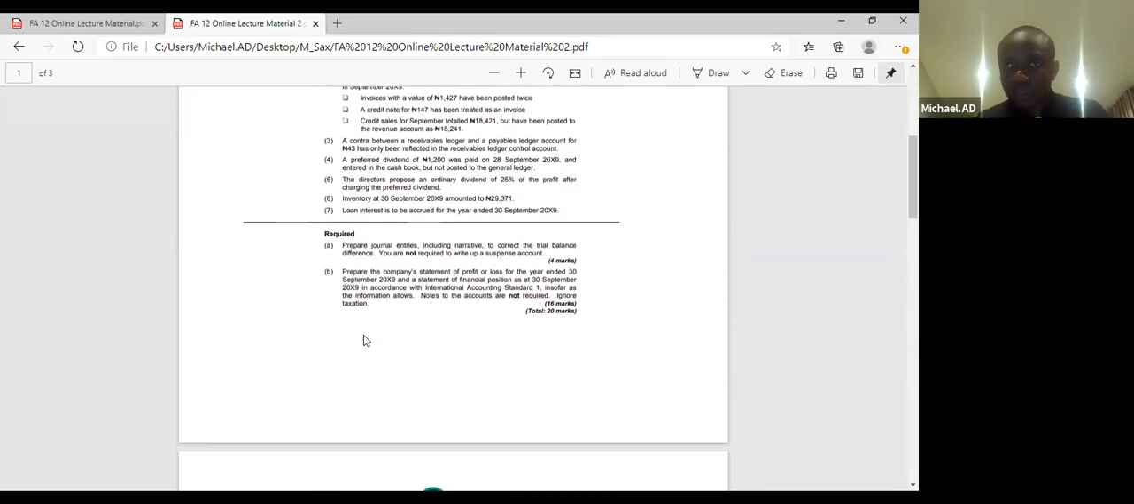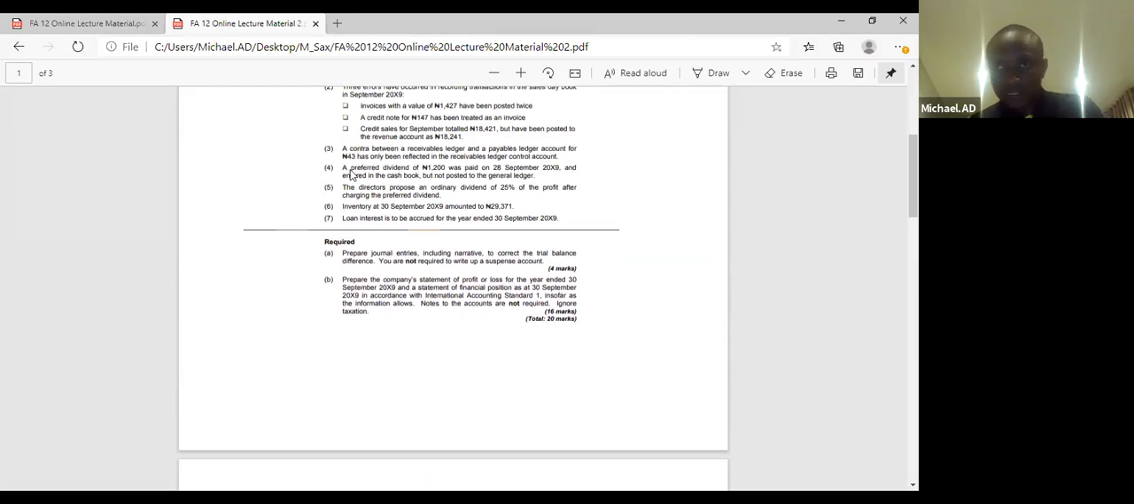So let's look at the third illustration. I think this is the last error in this illustration. A preferred dividend of 1,200 was paid on 28 September 20X9 and entered into the cash book. In other words, it was entered in the cash book because the money left the account, but not posted in the general ledger. But you see, it's also one-sided. So this particular amount will always be affecting our trial balance.